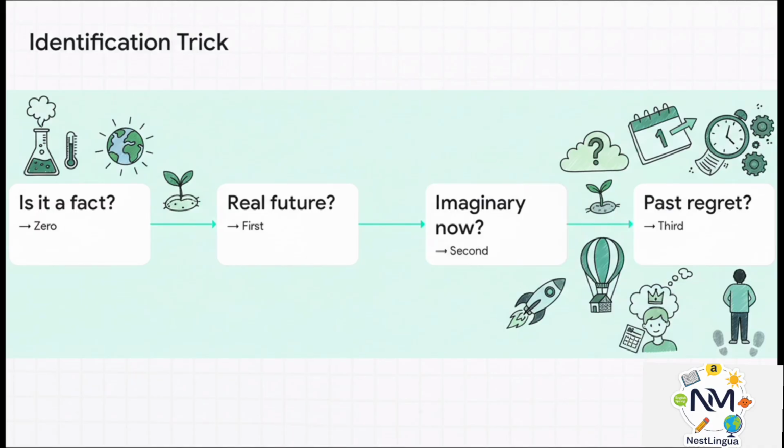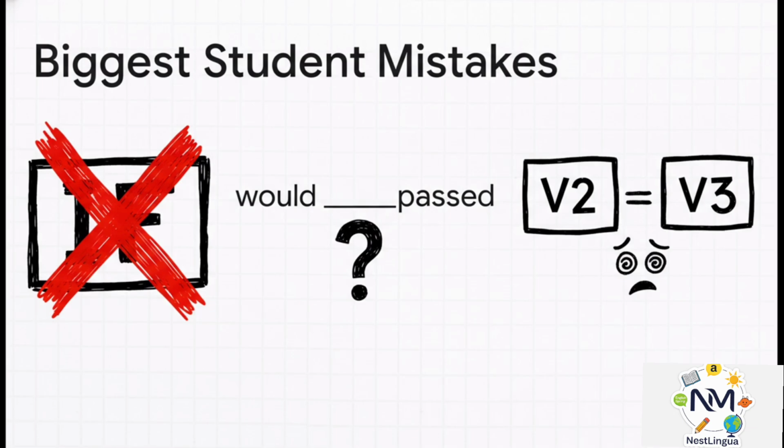It's that easy. Before we finish, let's quickly look at the biggest mistakes students make so you can avoid them. A huge one is putting will in the if part of the sentence. Never, ever do that. People also forget the word have in the third conditional. And finally, be careful not to mix up the past simple and the past participle verbs, like ate versus eaten.